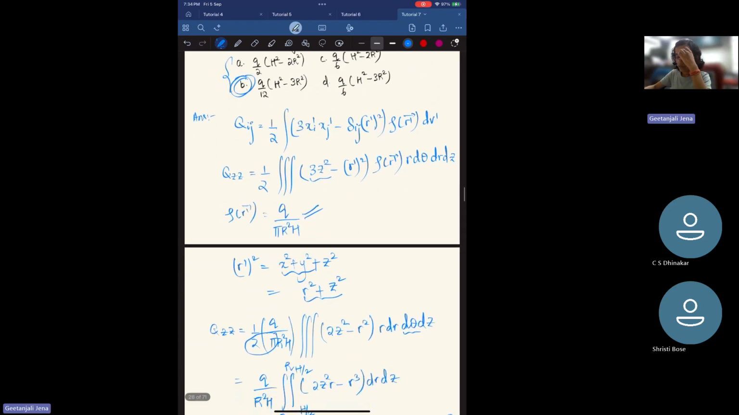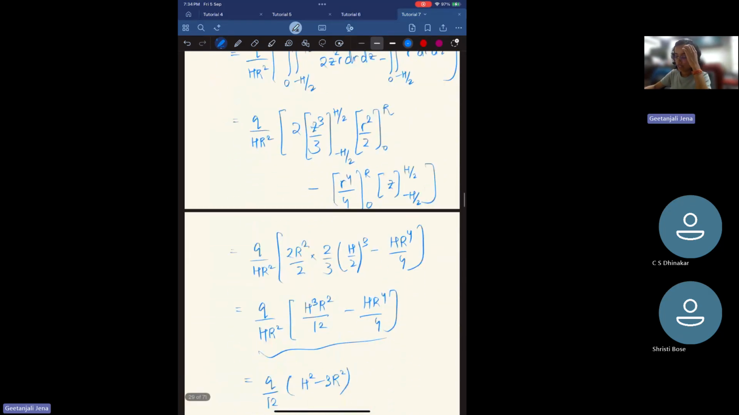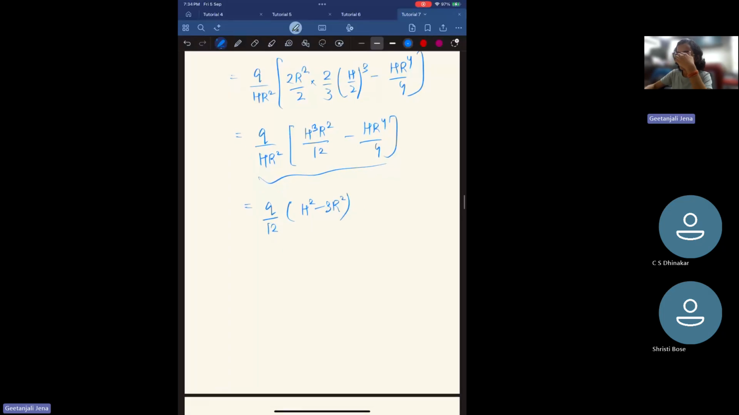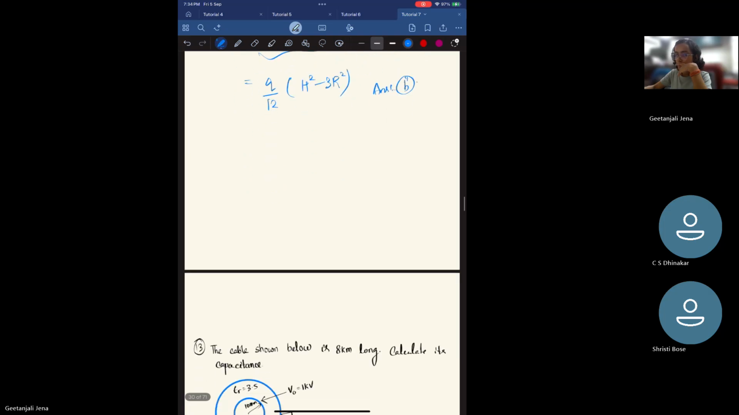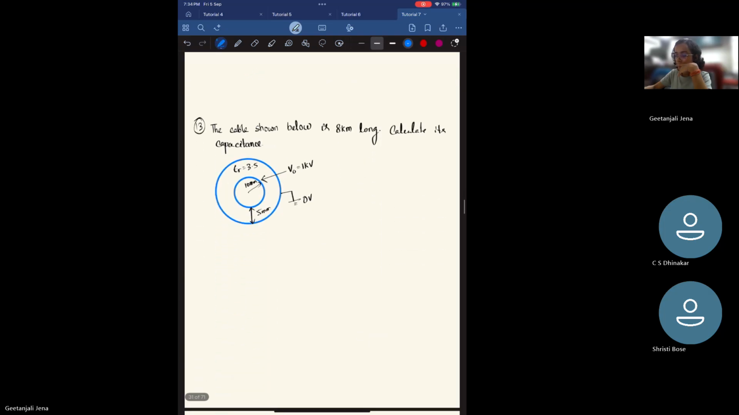So is this problem clear to you? Do you have any doubts in any of the steps? Okay, so if it is clear, calculate the answer for question 13.